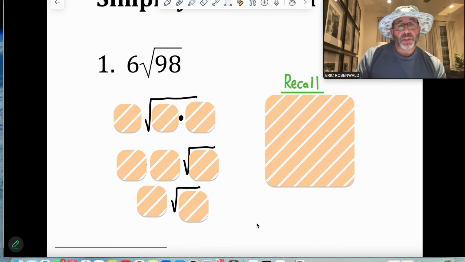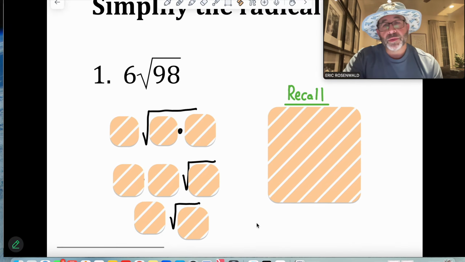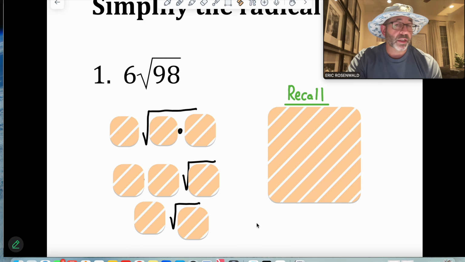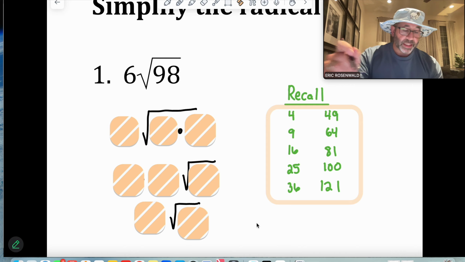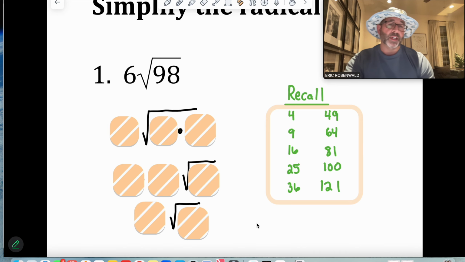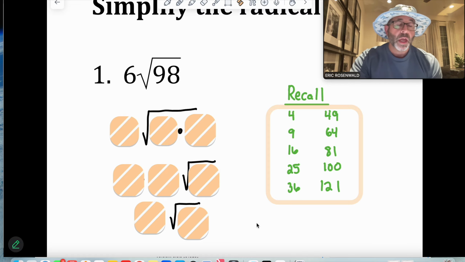With the first question we're looking at here, we're looking at taking 6 times the square root of 98, and we're looking to reduce it by using any of the perfect squares that are out there and see if they're the factors of 98. And so recall that the perfect squares that we're using are 4, 9, 16, 25, 36, and so on. Remember, these come from 2 times 2, 3 times 3, 4 times 4, 5 times 5, and so on and so forth, up to 11 times 11.